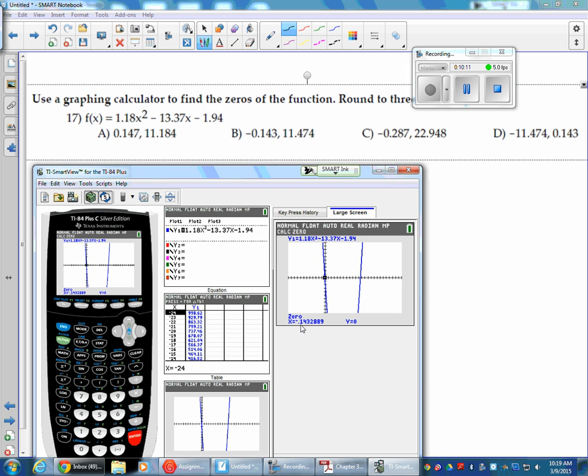So it looks like one of my zeros is at negative 1.143. So B is going to have to be my answer, but I'm going to go ahead and check the other one just to make sure that it is really 11.474. I know it wasn't between 0 and 10 because we didn't see it before. It doesn't look like it's real close to 20, but here's a left bound and a right bound. And my other zero should be 11.474. It sure is, 11.473797, which rounds to 11.474. So my answer is B.